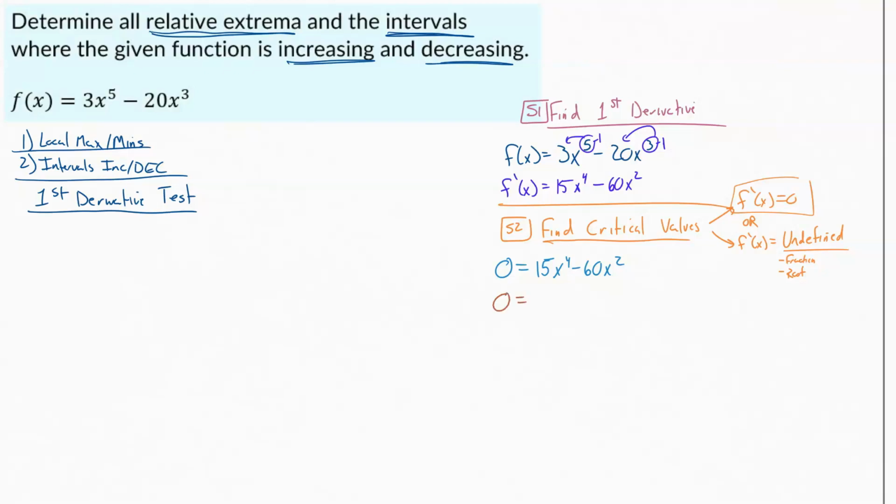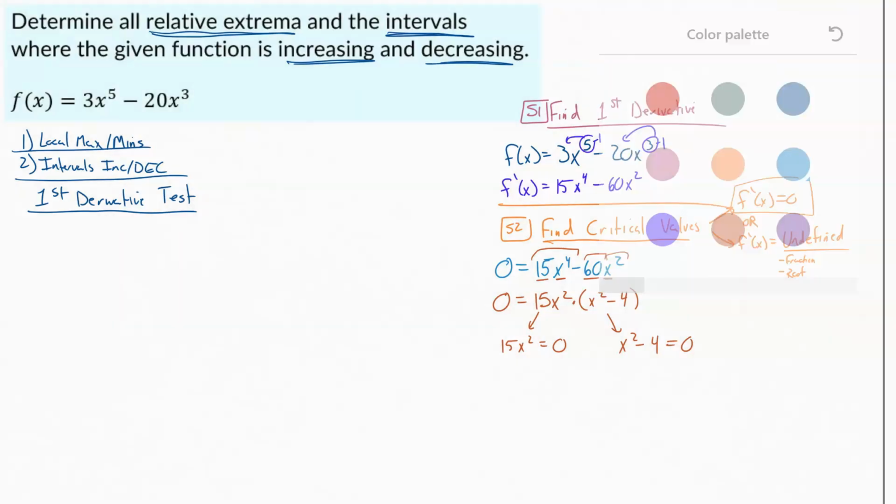Here in this one, I see that I've got a 15 that I can pull out of both of these, and I can take an x squared out of both pieces. So I'll pull a 15x squared to the front. That's going to leave me with just x squared from that first term, minus pulling a 15 out of that 60 is going to leave me with 4, and then I got rid of all the x squareds. What that then allows me to do is break this problem up into some bite-sized math problems. So whenever 15x squared equals 0 or whenever x squared minus 4 equals 0, I'm going to have some critical values. So you just keep working your algebra, find your x values.